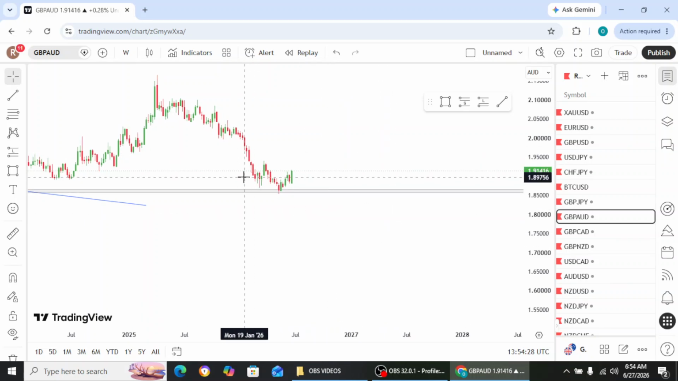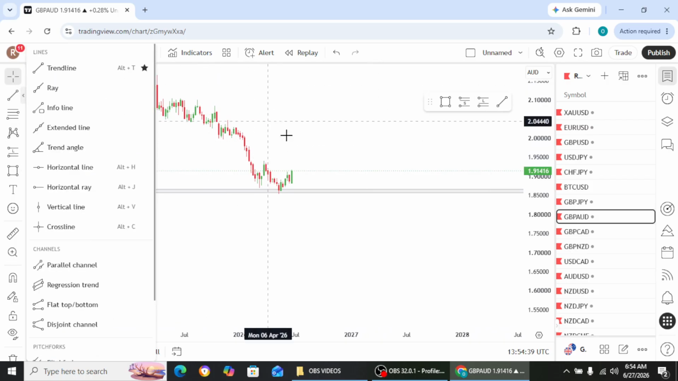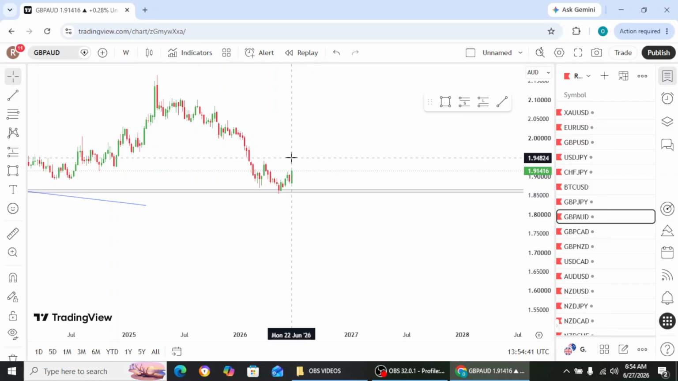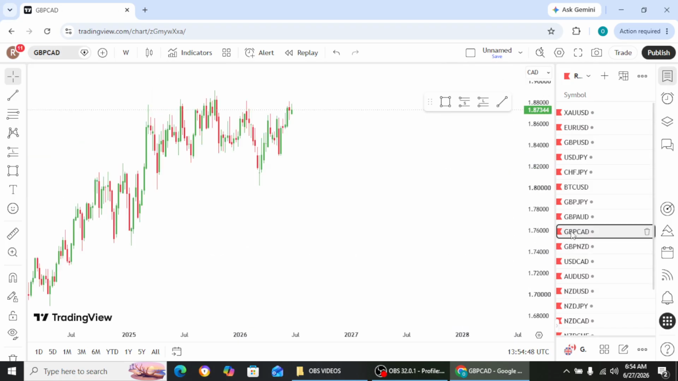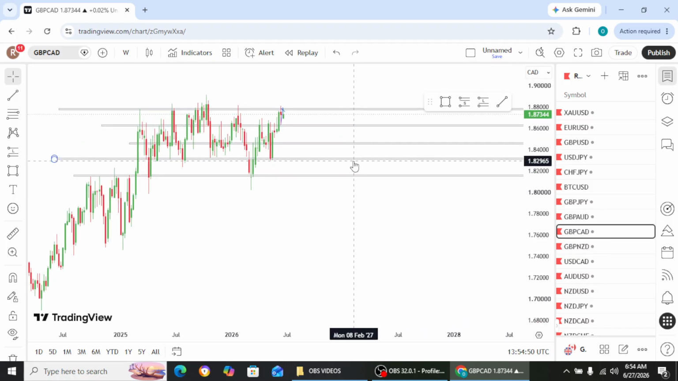Now I don't want to start going deeper into the analysis. If you check very well, the market has broken from a structure, but I don't want to do that because this is just getting the weekly outlook. So when I do the daily analysis, we'll go deeper into that. So let's look at GBP CAD and see what we can see there.